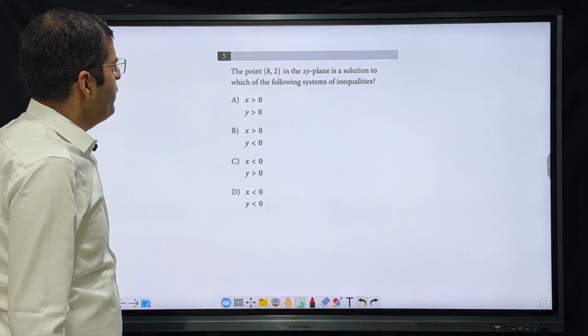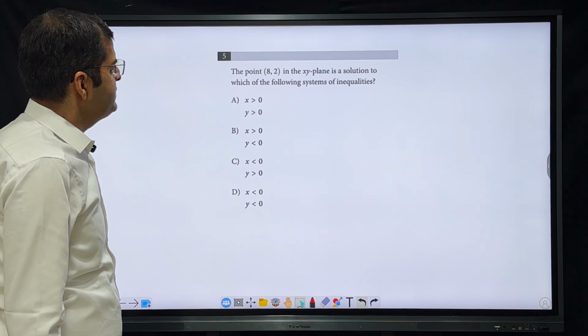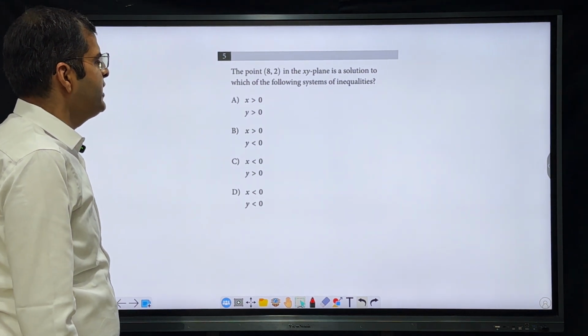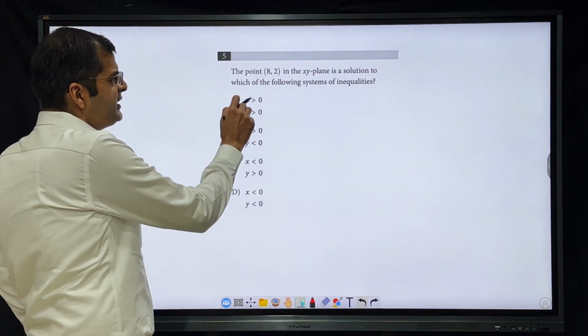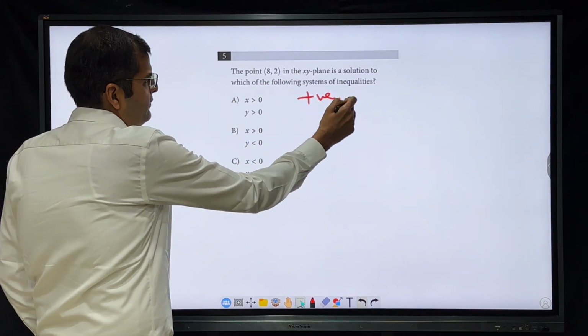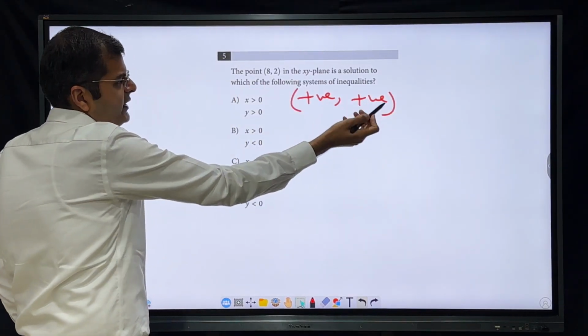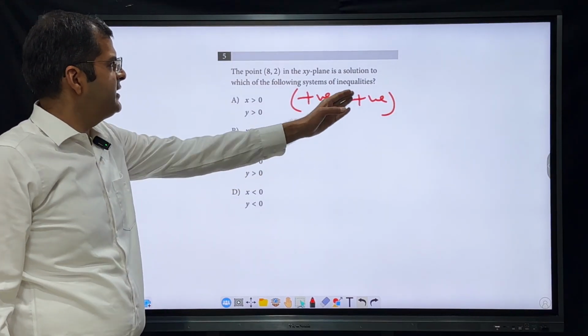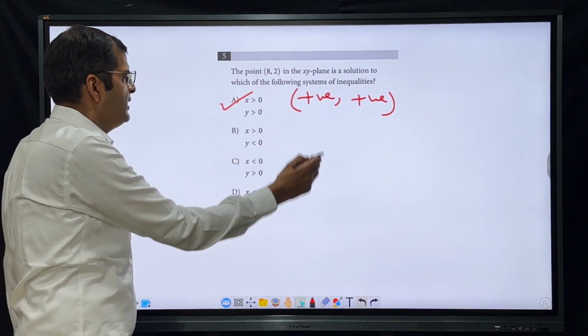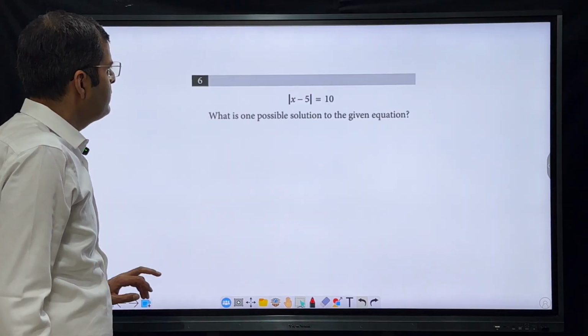Now this question says the point 8 comma 2 in the xy plane is a solution to which of the following system of inequalities. So 8 comma 2, 8 is positive, 2 is also positive. So it has to be positive and positive. That means x is greater than 0, also y is greater than 0. Answer option A is correct here.